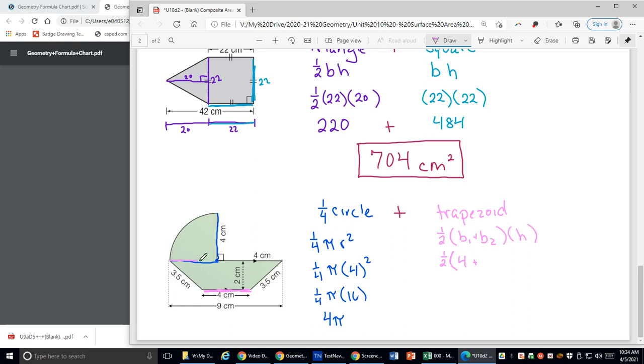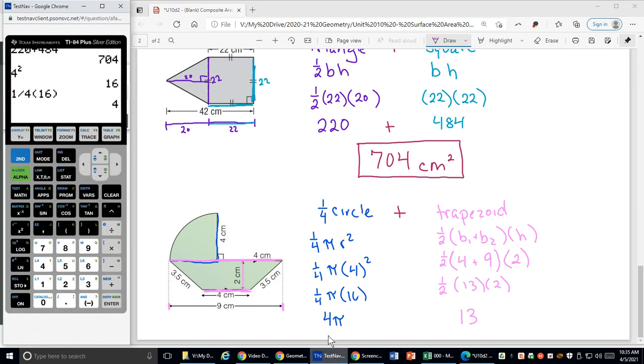plus the other base. So I need to figure out how long is this whole piece here. Well, if I look down these little dotted lines, I can see that whole piece is 9. Okay, so I know that whole piece is 9 units long. And then how tall is it? It tells me that information also. It has a height of 2. So that's going to be half of 13 times 2. Now this 1/2 and this 2 cancel out. I know that's going to be 13. But let's do it in the calculator just to verify. 1/2 times 13 times 2 gives me 13.